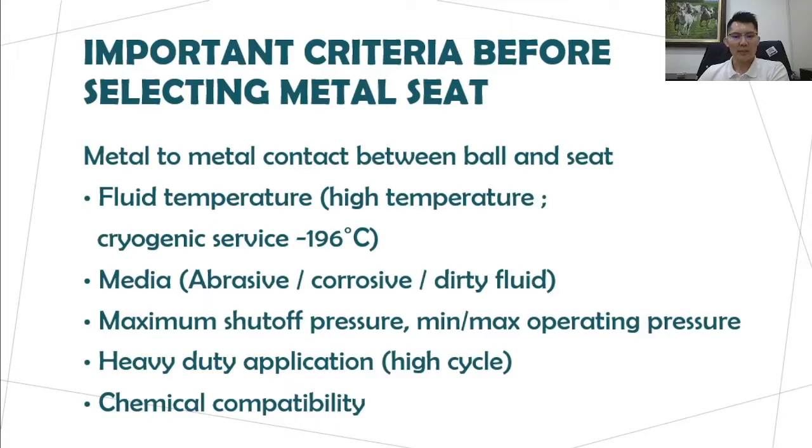Third, what are the maximum shut-off pressure and the minimum and maximum operating pressure? It is one of the important criteria to consider when selecting between a soft seat and a metal seat. Metal seats are mostly used for heavy-duty applications, for example high cycle, because with a soft seat the wear and tear will be more obvious. With a metal seat, we can choose a good coating or hardness coating, which will prolong durability. The last one is chemical compatibility, where a soft seat or thermoplastic material is not suitable.